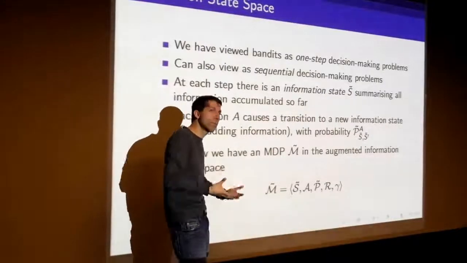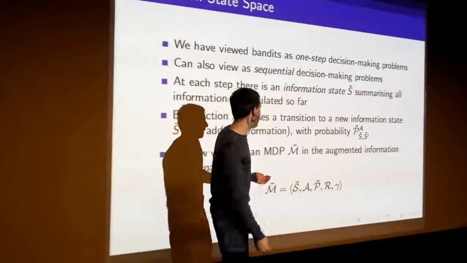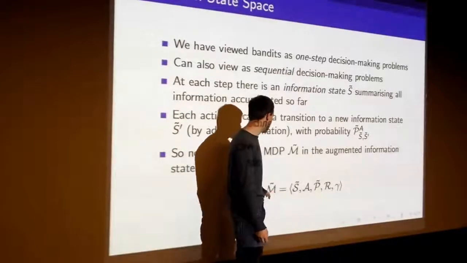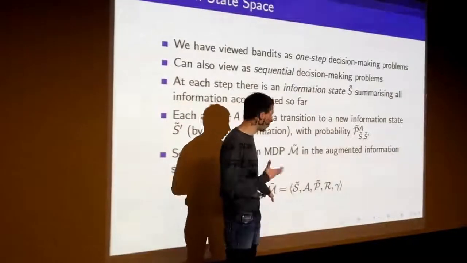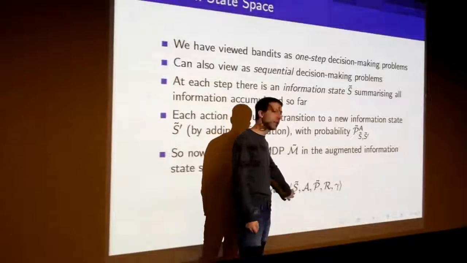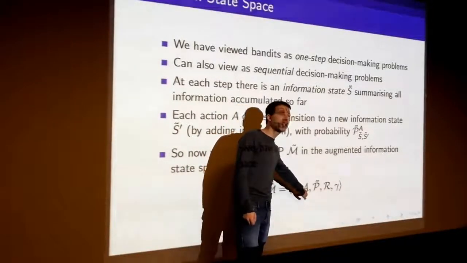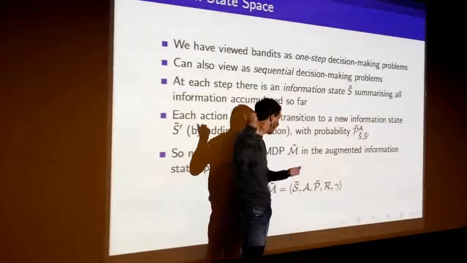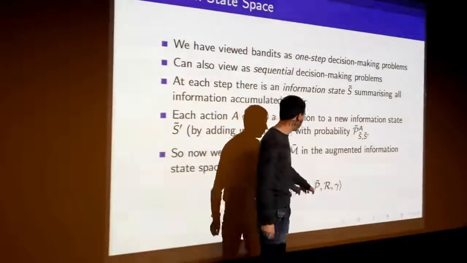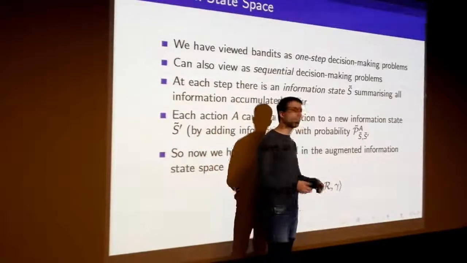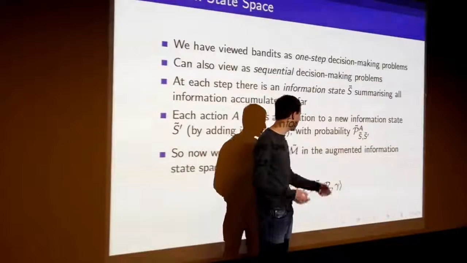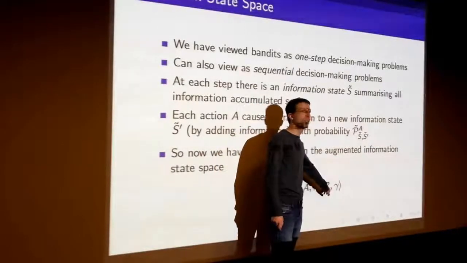So we've augmented our original problem, our bandit problem, into an augmented information state space, where we've got this M tilde, that's our overall MDP. And now we've got this information state space. We've got our normal action space, these are the levers, the arms of my bandit. We've got our transition matrix, this is the way that we transition from information state to information state. We've got my normal reward function.